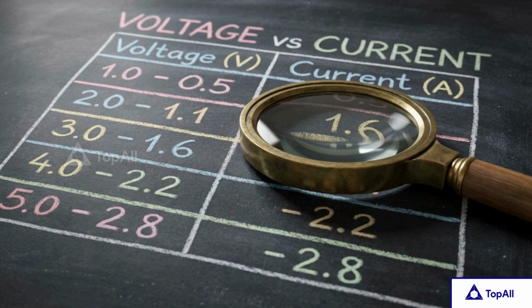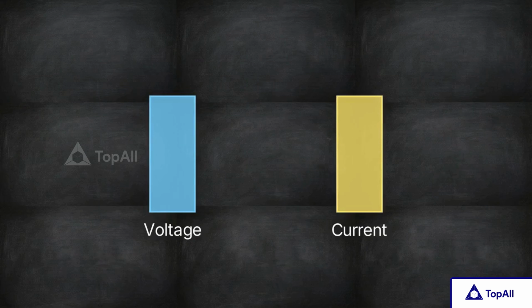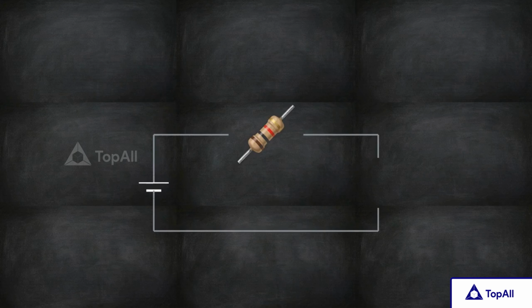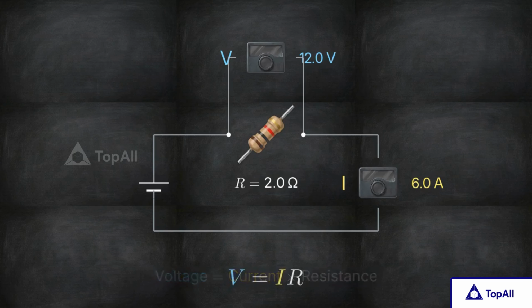Ohm observed that the current flowing through a conductor is directly proportional to the potential difference, or voltage, applied across its ends. Double the voltage, and the current doubles. This schematic shows the relationship in action. As the voltage meter rises, the current meter rises linearly. The constant of proportionality linking them is resistance, measured in ohms. This gives us the equation voltage equals current times resistance, or V equals IR.